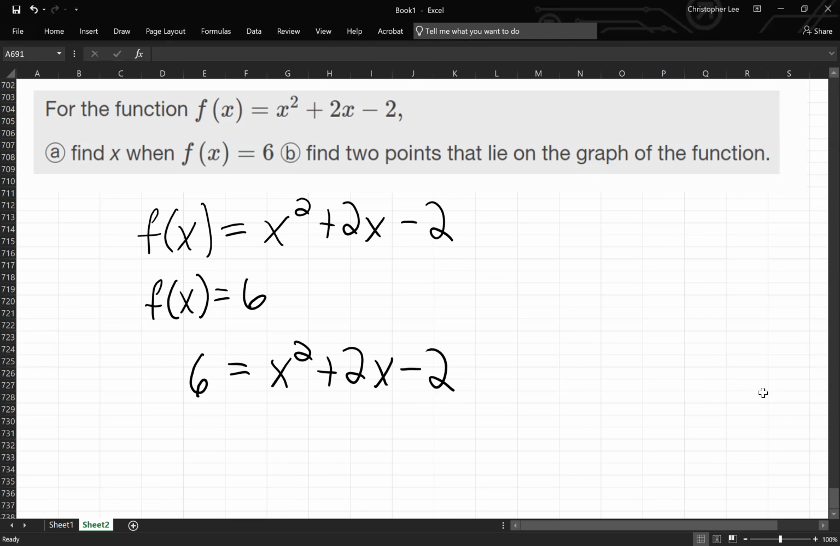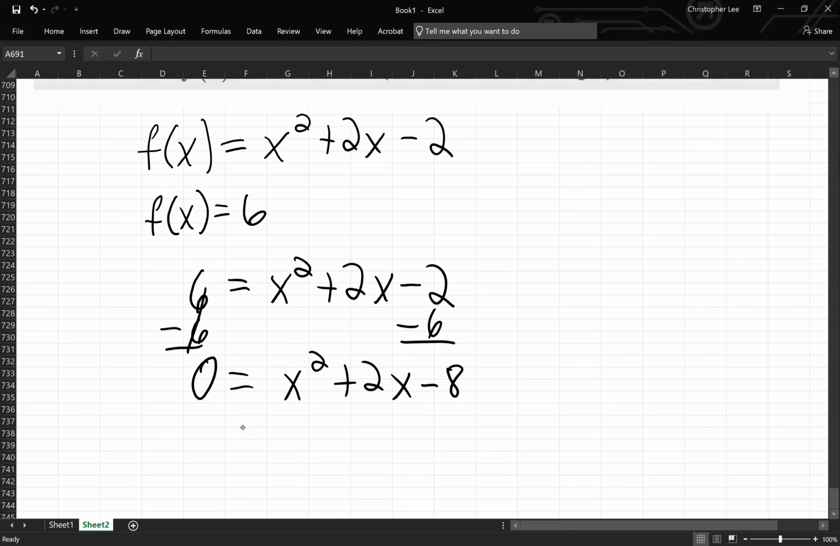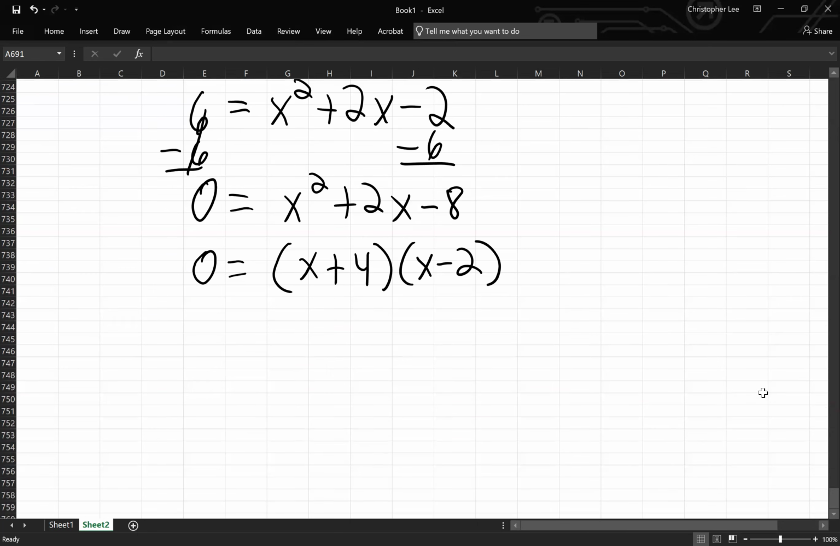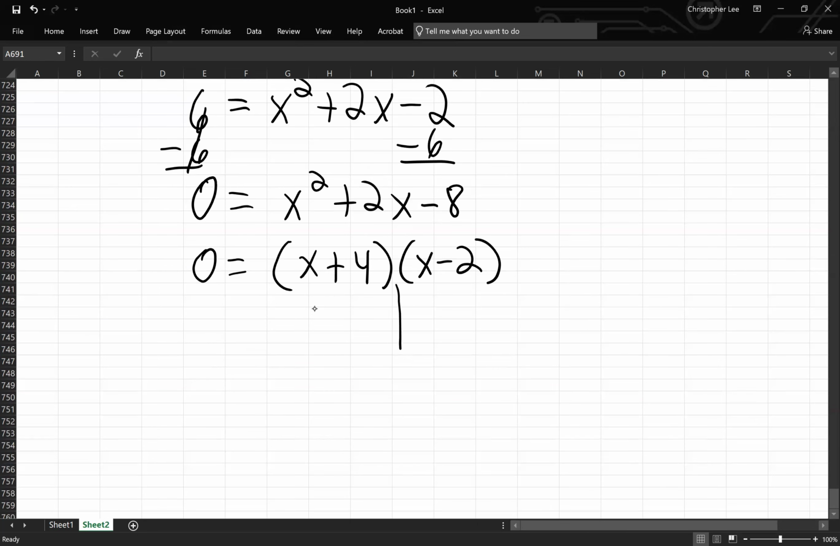All right. After that, put all the numbers on one side, solve for the answer. That's it, right? So I'm going to subtract 6 from over here. 0 is equal to x squared plus 2x minus 8, right? Then you want to factor it, right? So this is going to be 0 is equal to x plus 4, x minus 2. Y'all can do the AC method to figure that out, right?